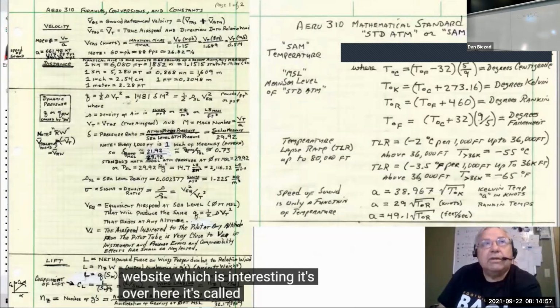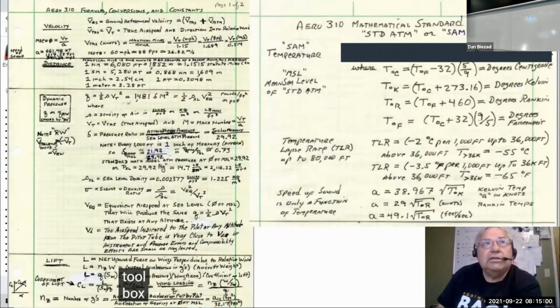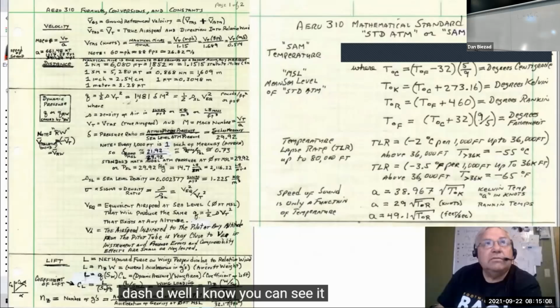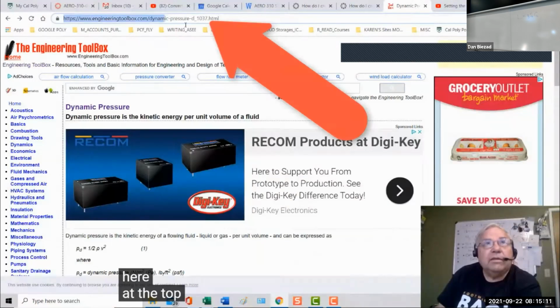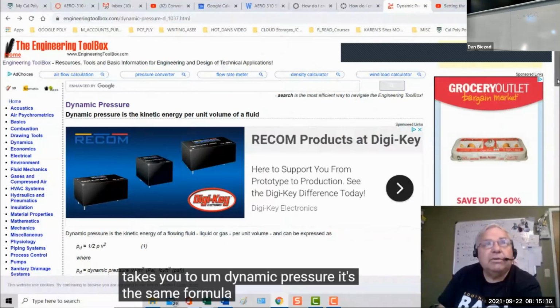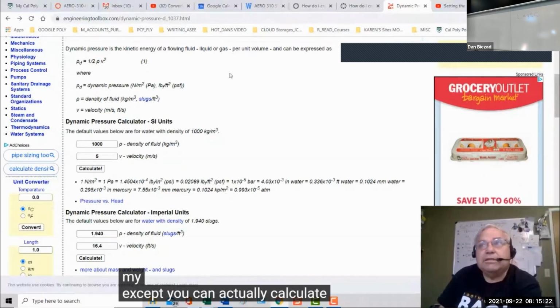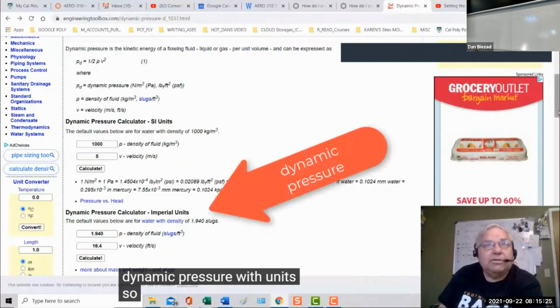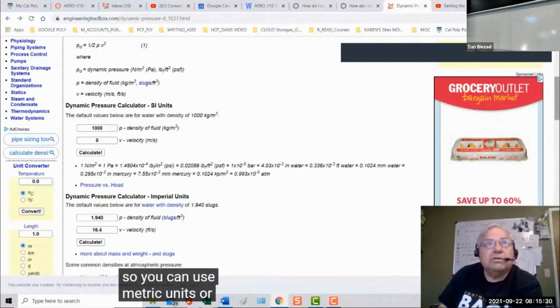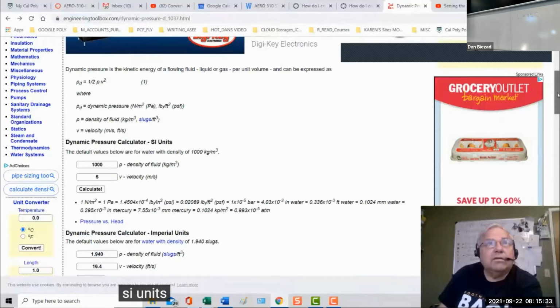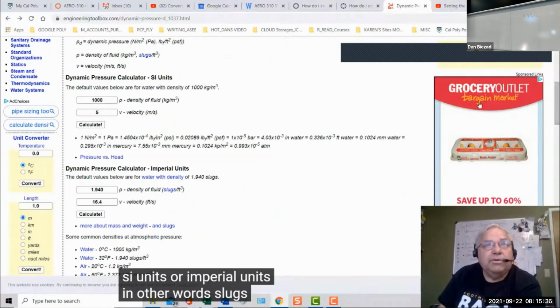It's over here, it's called the Engineering Toolbox, and then it's dynamic pressure dash D. Well, I know you can see it up here at the top. And this is interesting because dynamic pressure is the same formula that I used in my notes, except you can actually calculate the dynamic pressure with units. So you can use metric units or SI units or imperial units. In other words, slugs again, feet per second.